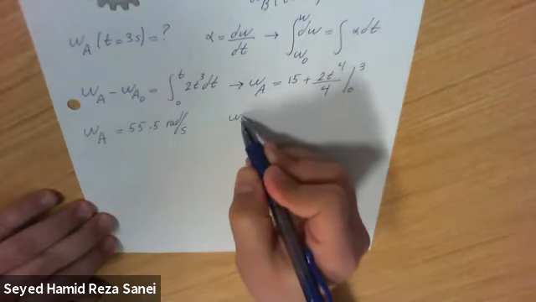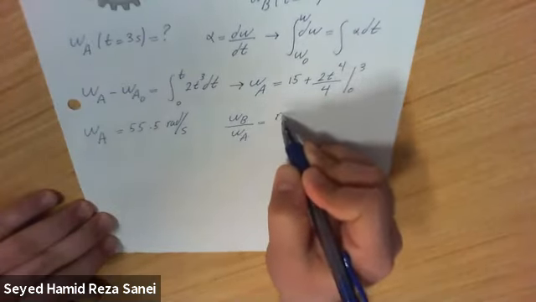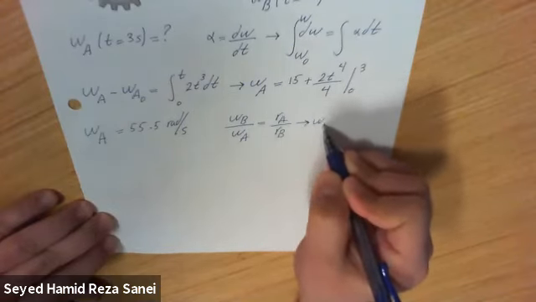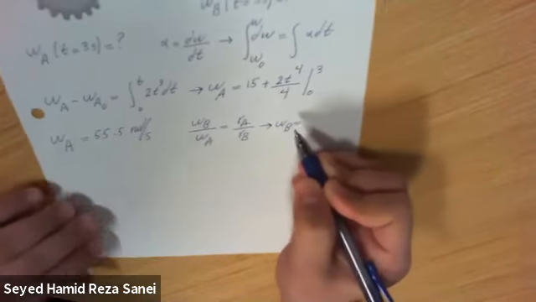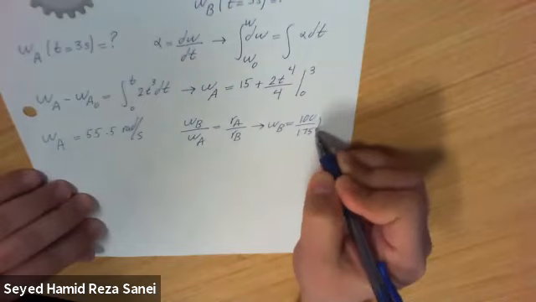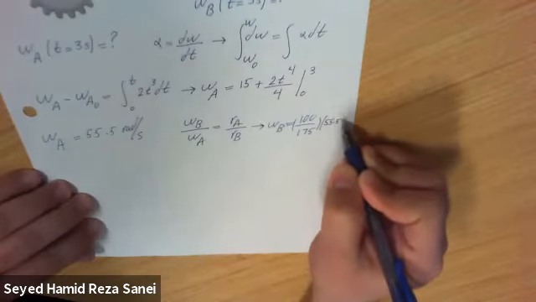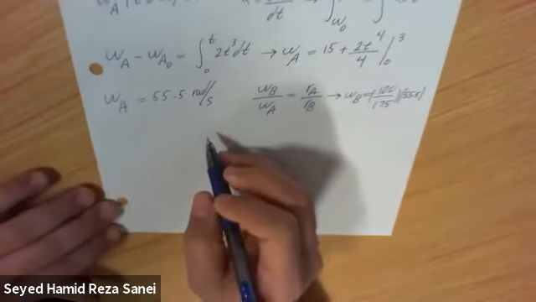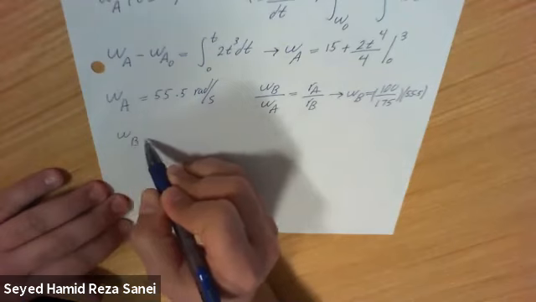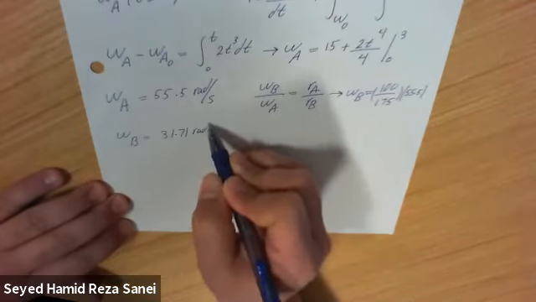Now that I have omega A at the desired time, 3 seconds, I can find omega B. Omega B over omega A is inversely proportional, RA over RB. So omega B is RA 100 over 175 times 55.5. Therefore, omega B here is 31.71 radian per second.